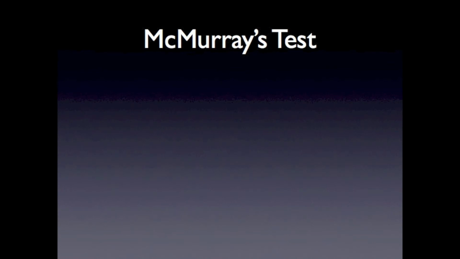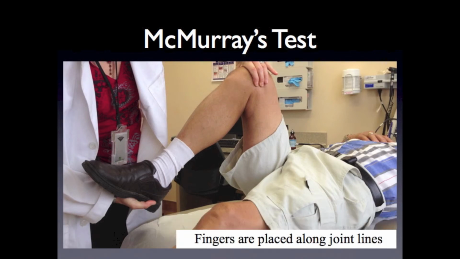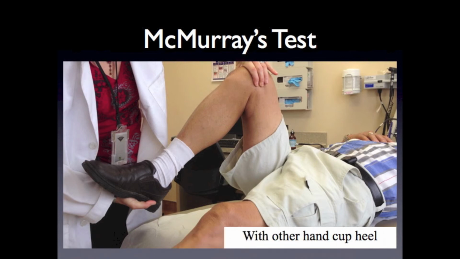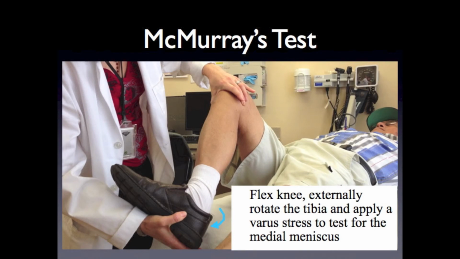To perform the McMurray's test, hold the patient's knee with one hand with the hip and knee flexed at 45 degrees. The fingers are placed along the joint lines. With the other hand, cup the heel. Flex the knee, internally rotate the tibia and apply a valgus stress to test for the lateral meniscus. Flex the knee, externally rotate the tibia and apply a varus stress to test for the medial meniscus.